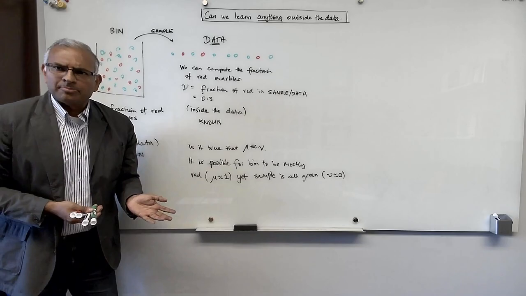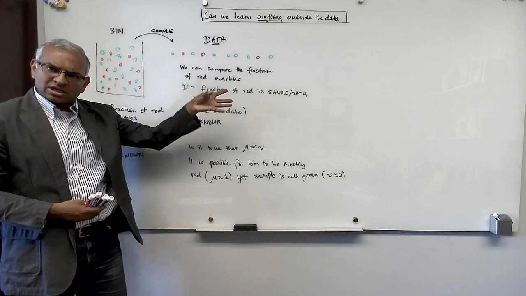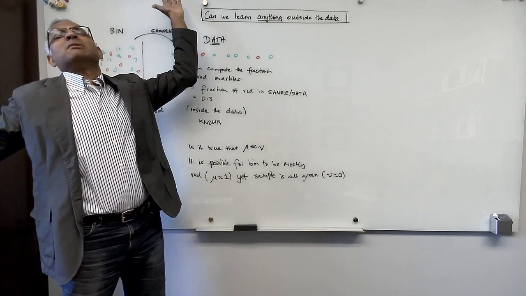So let's imagine we repeat this experiment over and over and over again. Pick 1,000 marbles. Look at the fraction of red. Replace them. Pick again, 1,000 marbles. Look at the fraction of red. Replace them. Pick again. So repeat this experiment many times. Let me show you what can possibly happen.